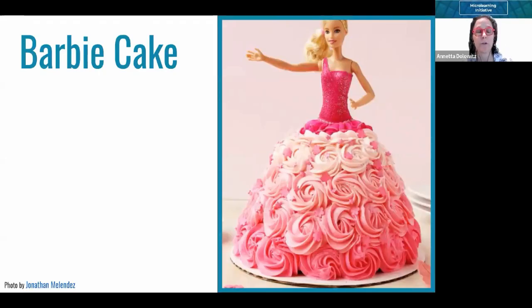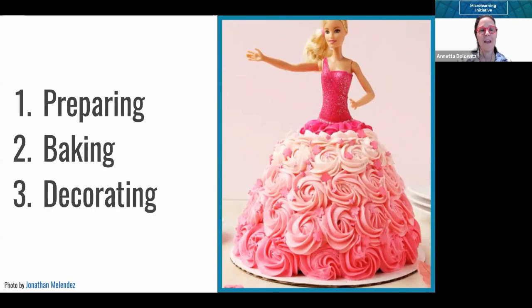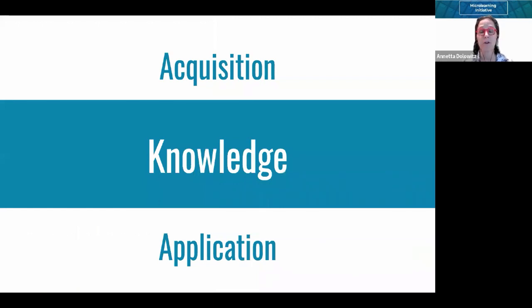To illustrate the theory of learning in micro, we'll be using the example of a Barbie cake. Now, when baking a cake, there are three main steps: preparing, baking, and decorating. And we're going to explore these three steps within knowledge and design. Starting with knowledge, there are two primary categories: acquisition and application.